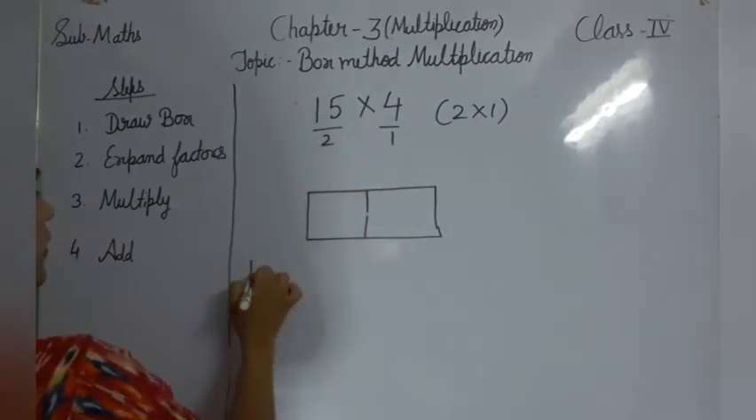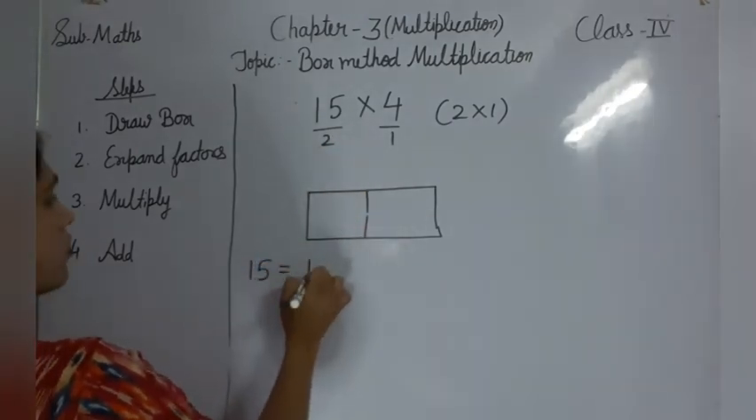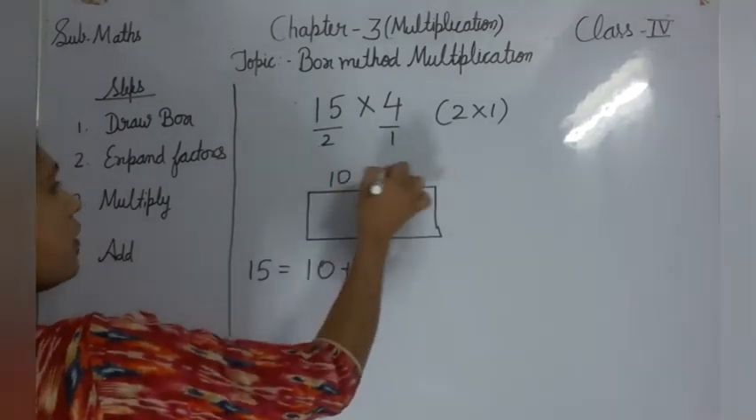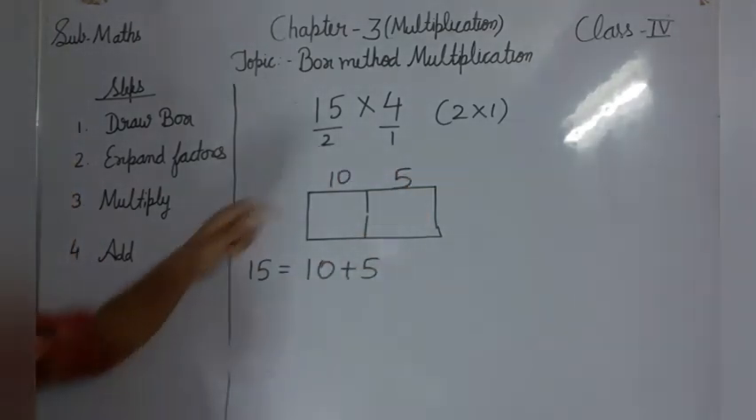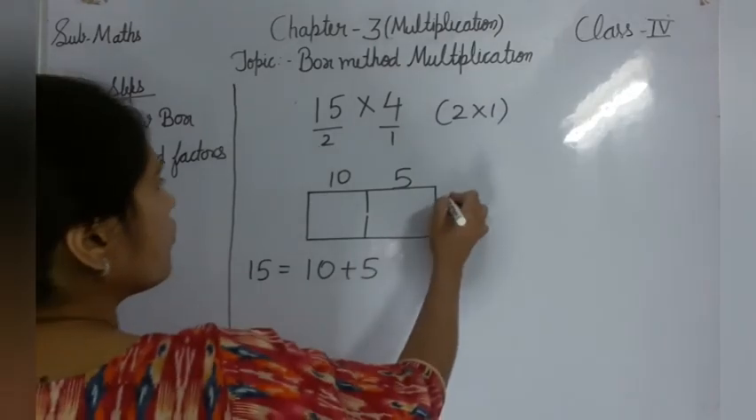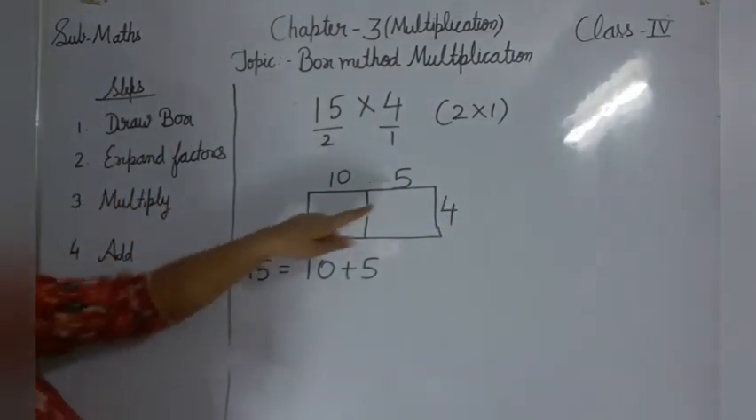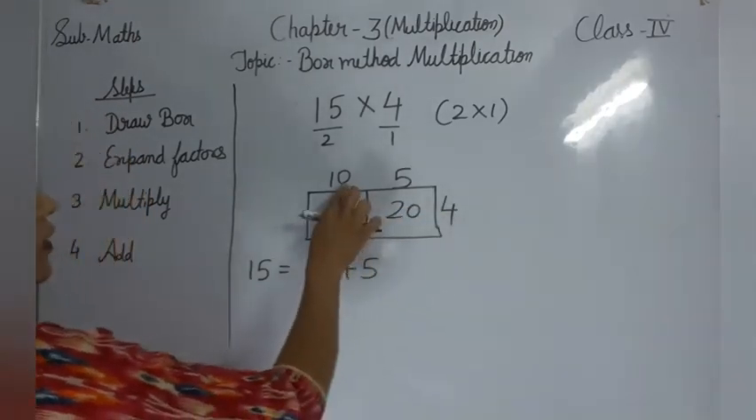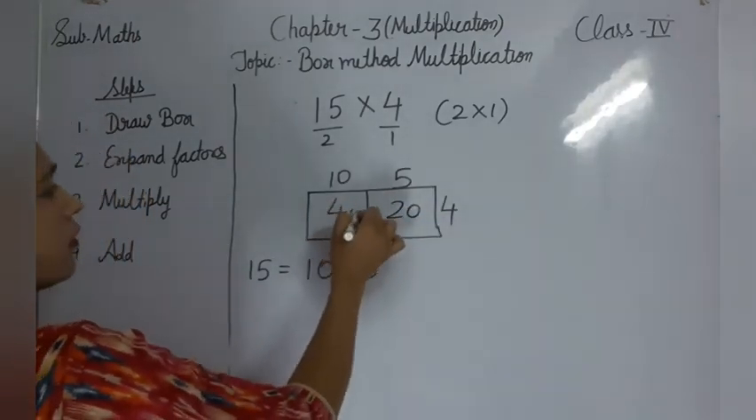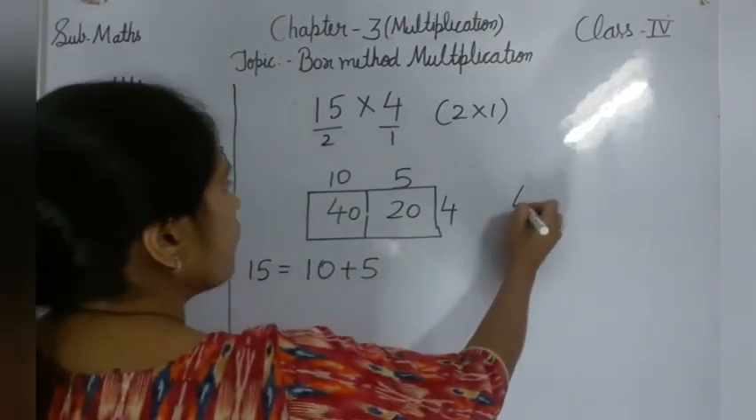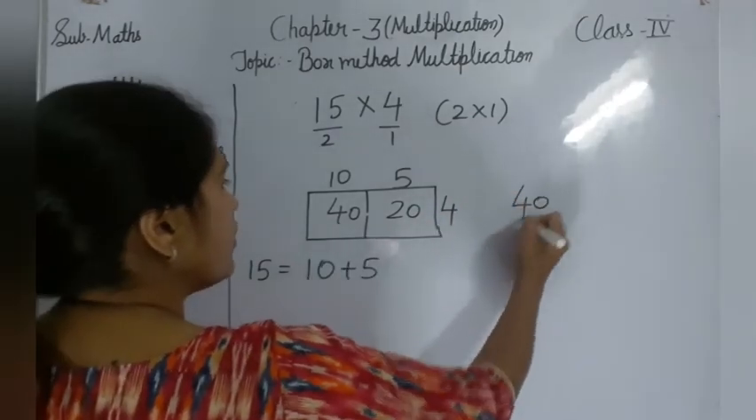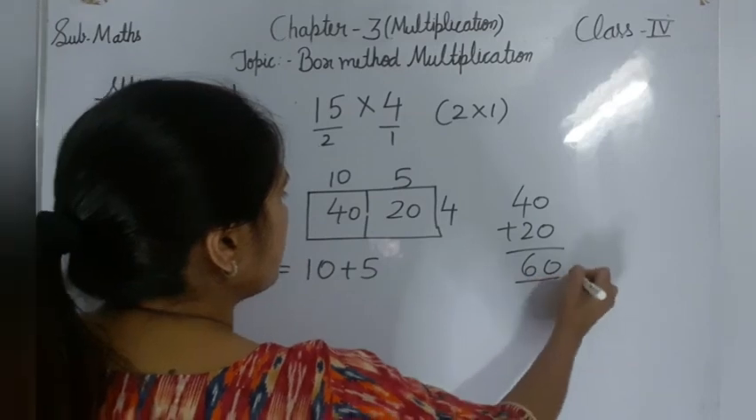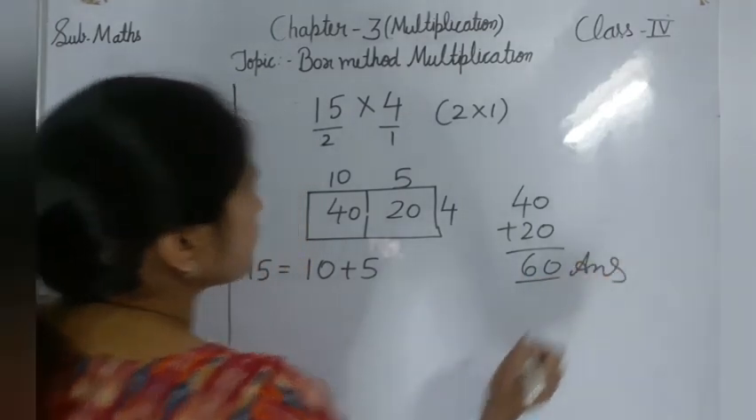So if I write the expanded form of 15, it is 10 plus 5. So here 10, here 5. And here we have only a single number, 4. Yes. So 5 fours are 20. 4 tens are 40. Now let's add them. We have only 2 numbers, 40 plus 20. So you will get 60 as the answer.